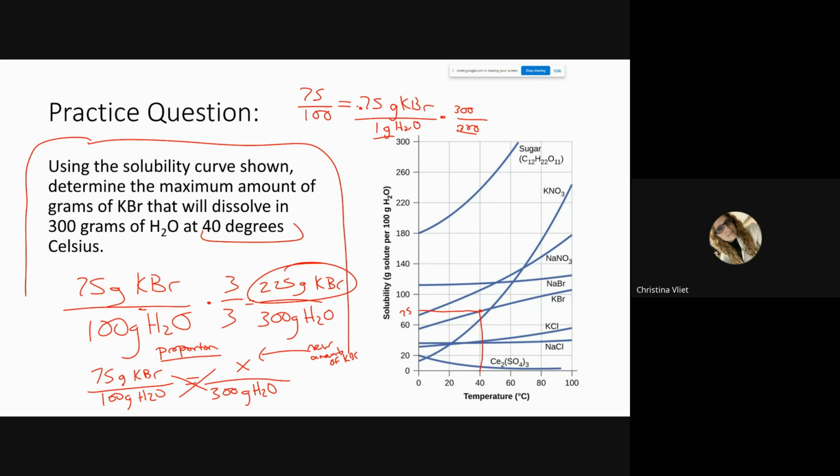All right, so that was practice question 1. There's one more set of definitions we have to go over before we do the other practice question. These definitions may be familiar to you. Let me know if you've heard of them before: unsaturated solution, saturated solution, supersaturated solution. Those are the final 3 definitions we're going to go over.